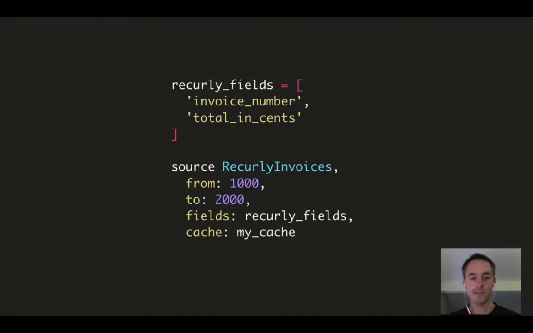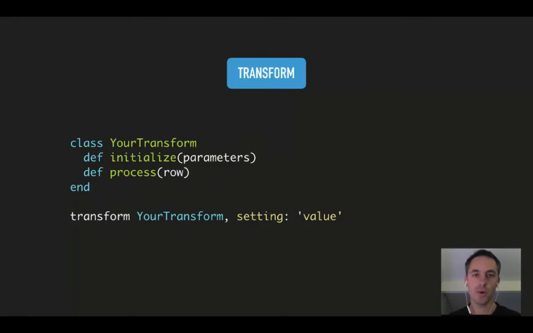In a very similar fashion, a Kiba transform is just a Ruby class which responds to process. It will receive the row at one stage of the pipeline. You can modify it as you want, and then you have to return it so that it can be passed to the next step of the pipeline. You use the exact same type of syntax, and you use the transform keyword in the DSL to declare that the pipeline must apply your transform at this specific stage.